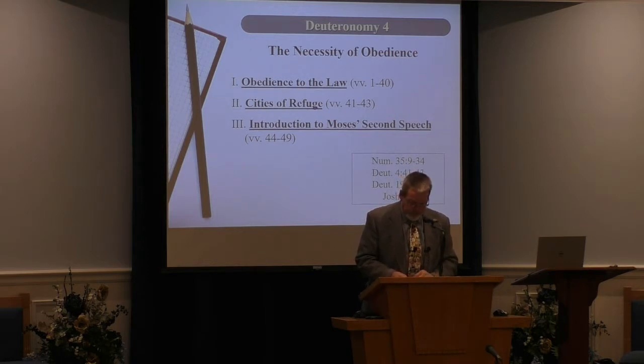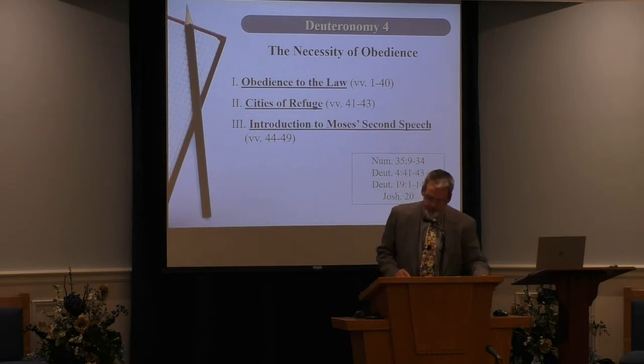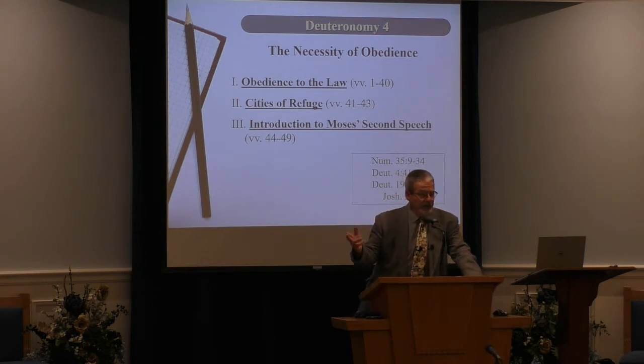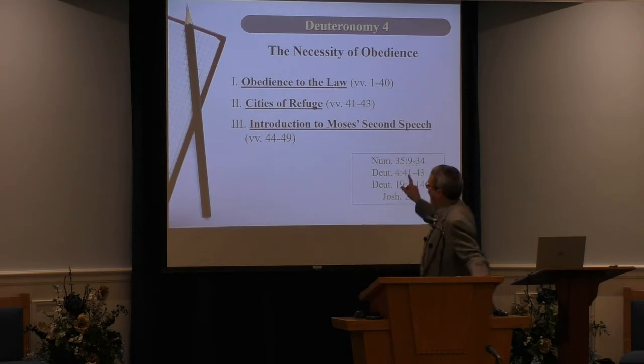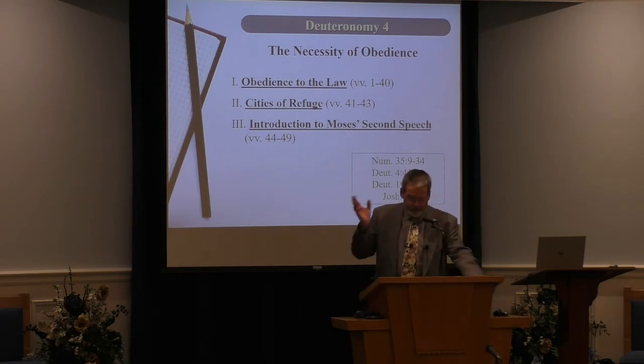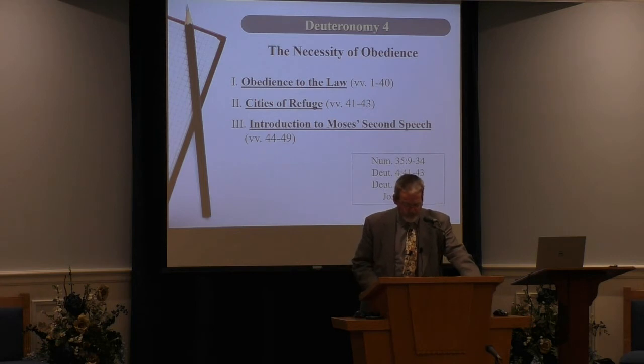So let's look at Deuteronomy 4, beginning at verse 41 and through verse 43. Three of those cities are identified. They're not identified in Numbers 35. So in Deuteronomy 4, you might write down the other three passages there. Those are good references to help us when we come to Deuteronomy 4 again.